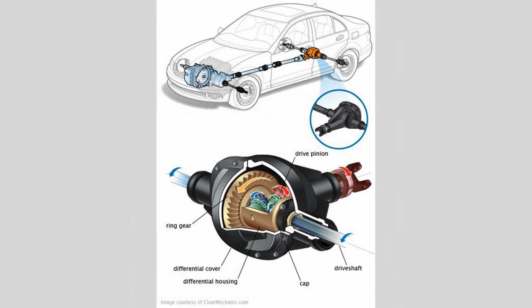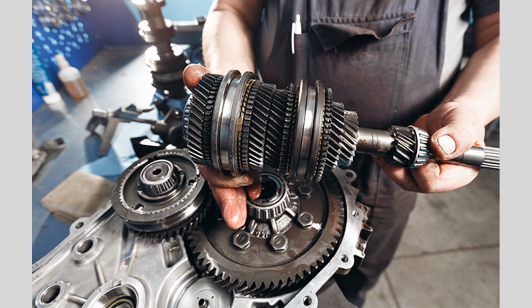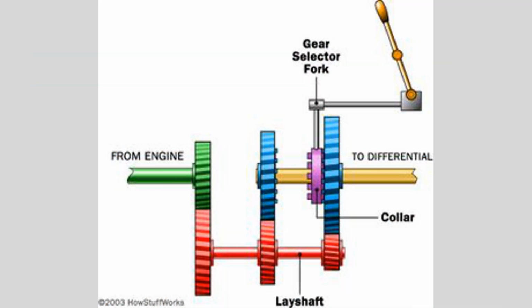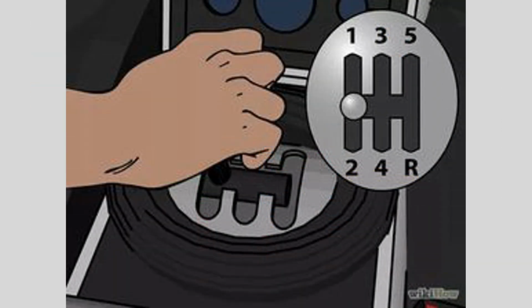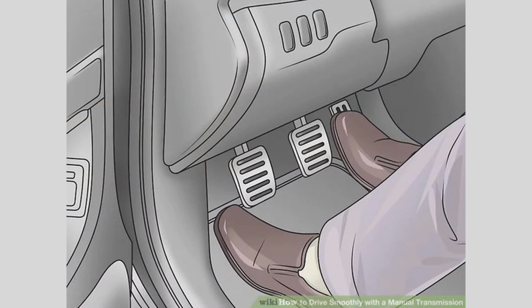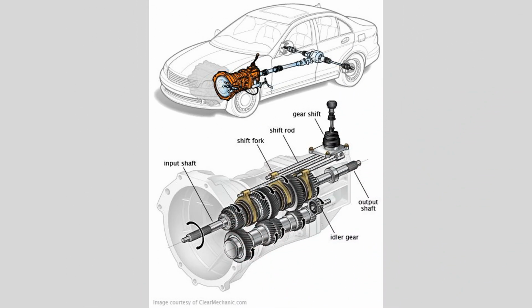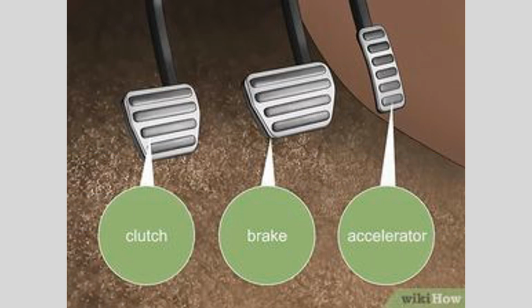The role of gears. Gears play a crucial role in a manual transmission. They determine the ratio between the engine's speed and the vehicle's speed. Lower gears provide higher torque and lower speed, ideal for starting the car or climbing steep hills. Higher gears offer greater speed and lower torque, suitable for cruising at higher speeds.